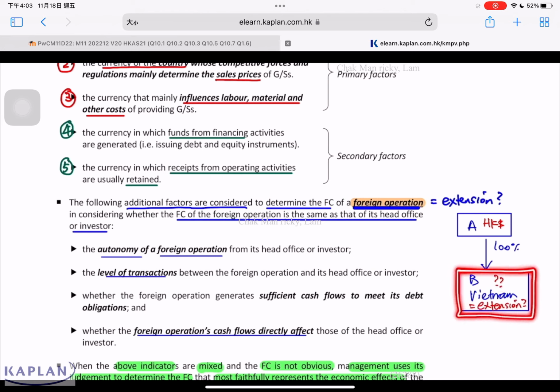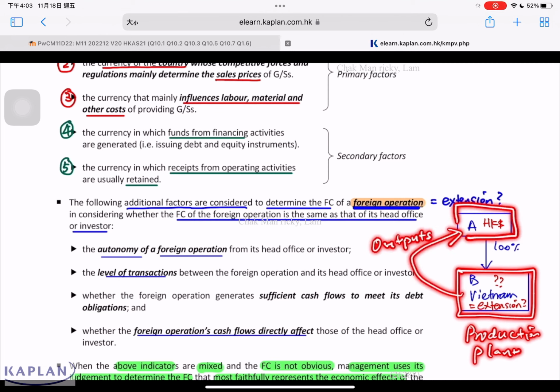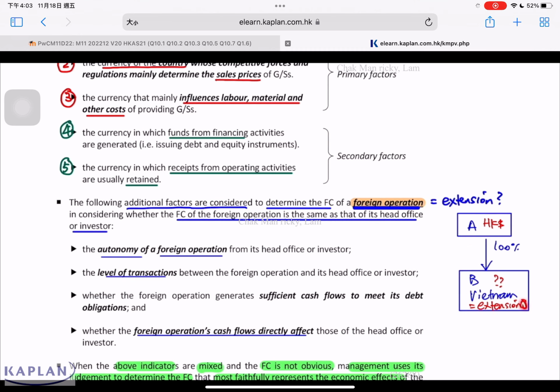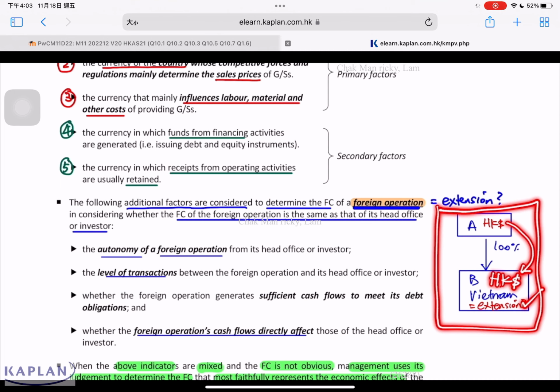For example, the Vietnam operation is a production plant. Whatever they produce, 100% will be shipped back to Hong Kong for its own customers. What to produce, how to produce, whether to produce is based on the instruction given from the Hong Kong head office or Hong Kong parent company. That is considered an extension. If it's an extension, it means the functional currency of B should be Hong Kong dollar. It's part of A because that's an extension of A. Whatever B does, it is doing for A.